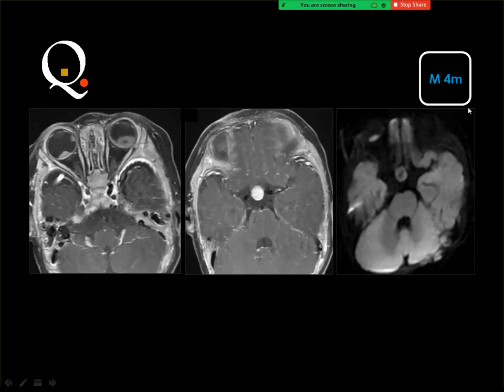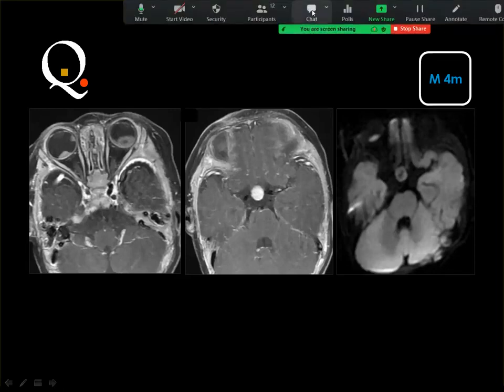This patient is an infant, 4 months old, and here you can see a series of selected images from post-contrast MRI scans as well as an image of diffusion restriction, a diffusion weighted image.